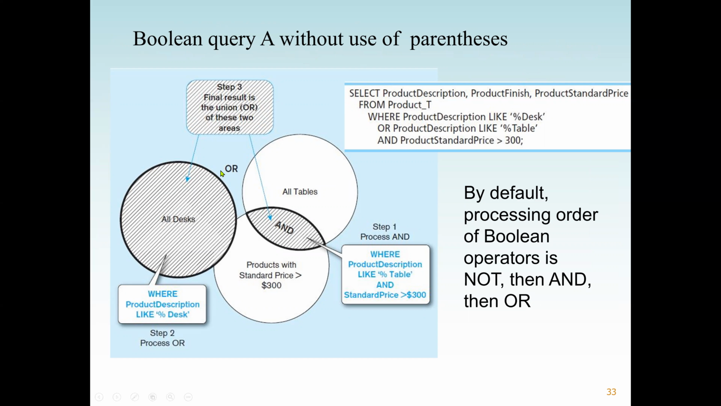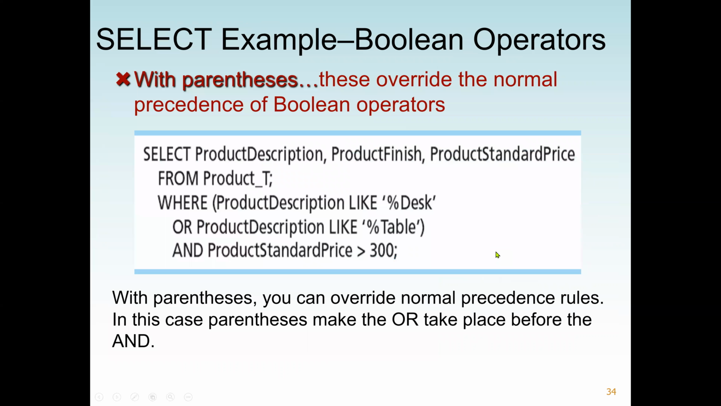Remember, or means one of the conditions has to be true to execute, and and means all the conditions have to be true to execute. So select product description, product finish, product standard price from product T, where product description is this, or product description like this, and we have a product standard price greater than 300. So this is a select example using the Boolean operators again.